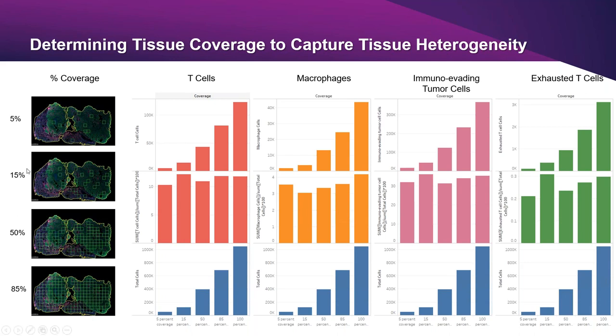T cells, in red here, the most abundant target, appeared to level off at around 85% coverage. The exhausted T cell population to the far right in green had the most variability, but started with very low percentages to begin with. Interestingly, the immune evading tumor cells here in the pink color didn't exhibit a very large change between the 5 and 100% coverage, looking at 32% to 35% positivity respectively.